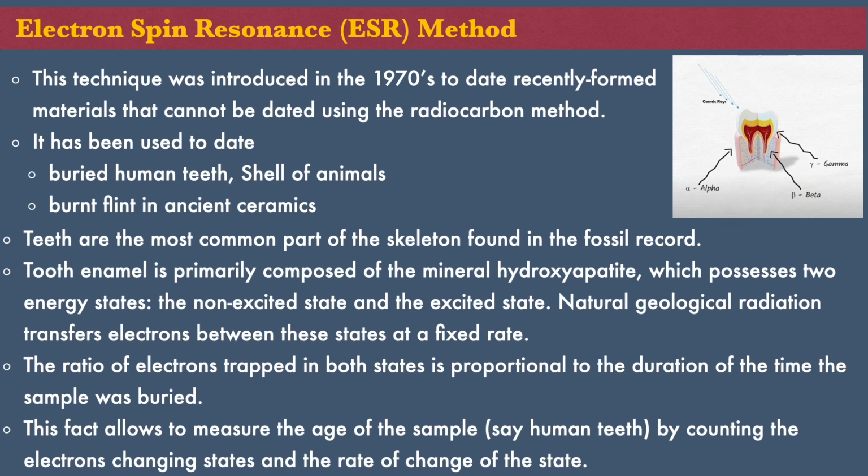The minerals in tooth enamel possess electrons in two states, the non-excited state and the excited state. Natural geological radiation transforms electrons between these two states at a fixed rate. The ratio of electrons trapped in both the states is proportional to the time the sample was buried. This fact allows us to find out the age of a sample such as a human tooth by counting the electrons changing states and applying the rate of change of the state.